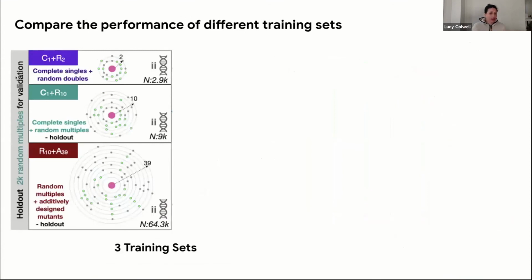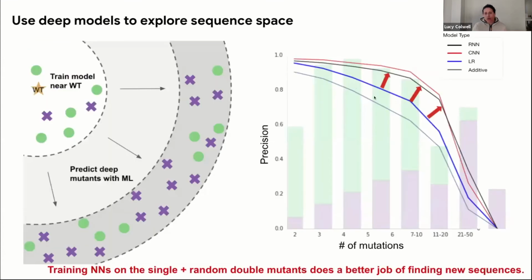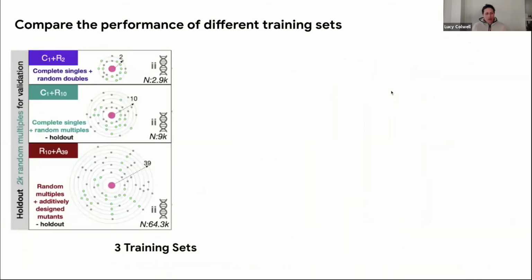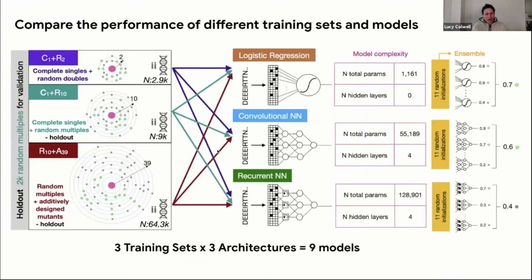So we sort of wanted to then design sequences using these models. This is just showing you sort of retrospective validation. We wanted to do this prospectively. So we made models using 3 different training sets, 3 different architectures. So we had 9 different combinations.